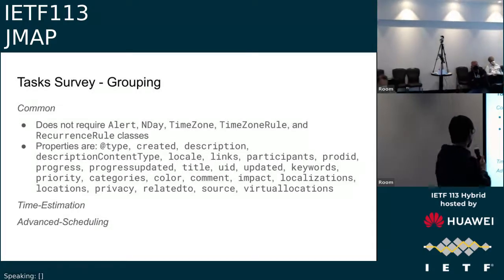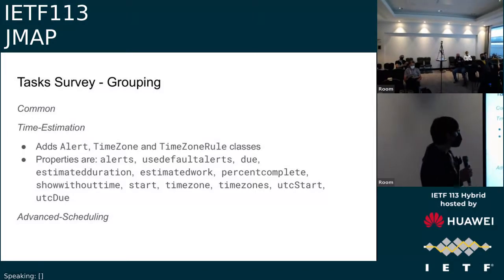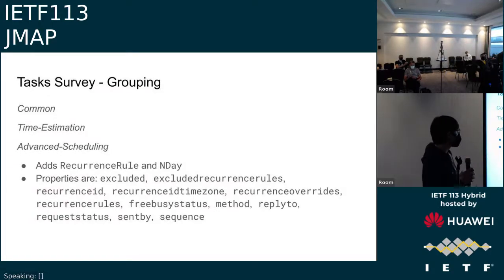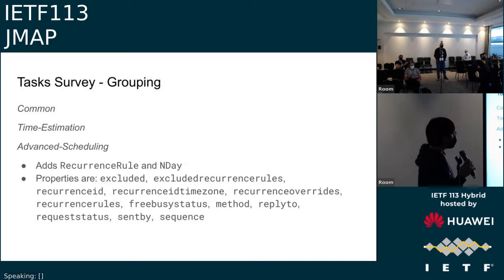If you continue to the next one are the time estimation properties, which basically would add alerts and time zone classes, and also add some time estimation properties, as I said, the estimated work, estimated duration. If you click to the next one, then there's the advanced scheduling, which would add recurrence rule class and end day class, and add a bunch of properties like free busy status, recurrence-specific properties as well. So that's the first idea of grouping, and as you can see, it's quite a lot already.